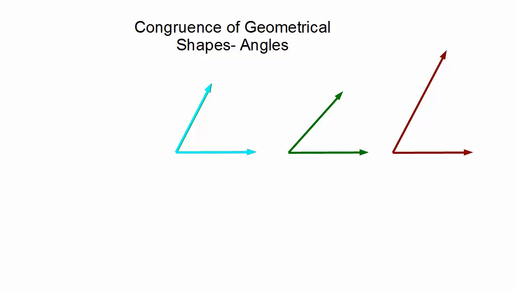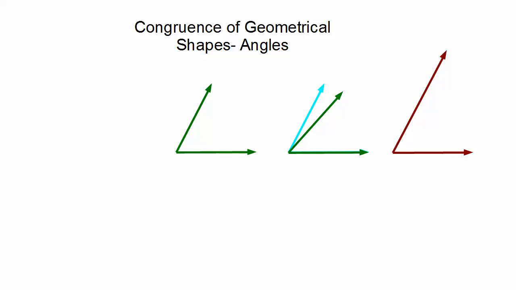Let's see if the first one is overlapping the third one. The first one is not overlapping the third one, sorry. So in this case, we can say that they are not of the same shape and size, or they are not congruent to each other. Definitely, you can see here they are different angles also. Just by seeing, we can figure out that they are not the same angle. If you want to measure, we can draw it and try with the protractor.